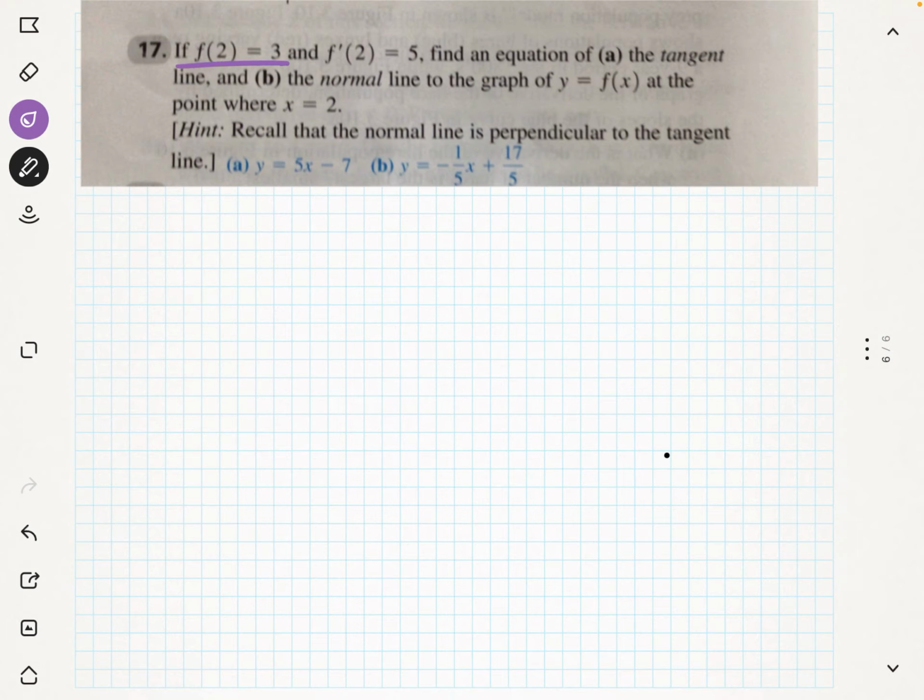So anytime you see f of 2 equals 3, remember back to algebra that this number inside the parentheses represents your x, and the value 3 is your y. So what they're giving us is a point here. So we know we're going to write this down. We have a point that they're giving us, and that's (2, 3).